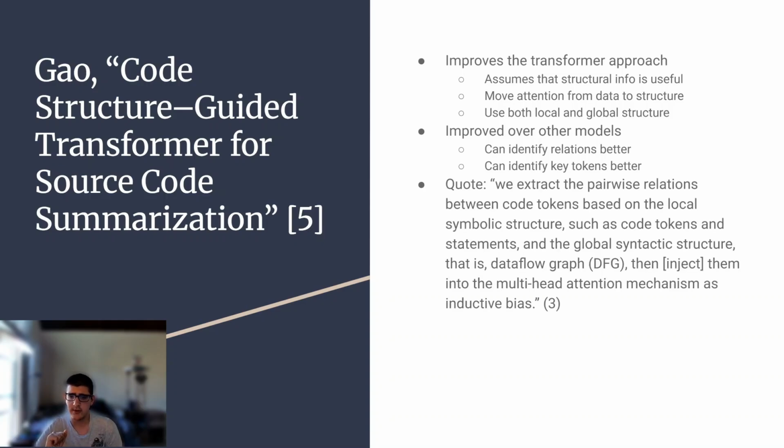And the quote that shows their argument is: we extract the pairwise relations between code tokens based on the local symbolic structure, such as code token state and statements, and the global structure, that is the data flow graph, how does the data go from one place to the next, and then inject them into the multi-head attention mechanism as inductive bias. The way transformers work is they decide how important different tokens are, which is called attention, and they give it a bias, so they start off with this approach, which is based on the structure.